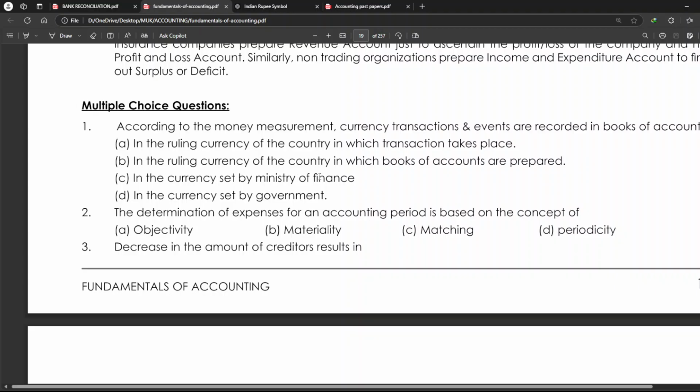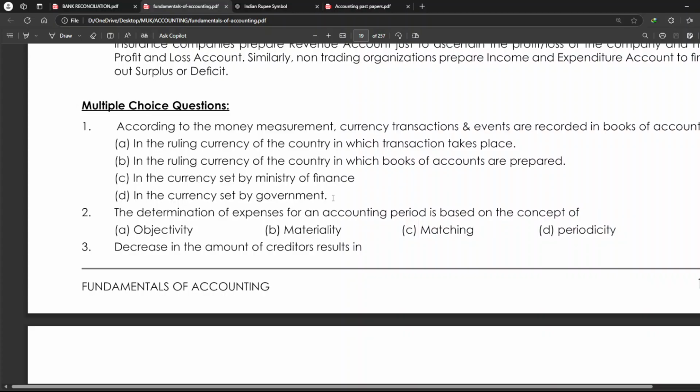First one says, according to the money measurement, current transactions and events are recorded in the books of: A, the ruling currency of the country in which transactions take place; B, the ruling currency of the country in which books of accounts are prepared; C, in the currency set by the Ministry of Finance; D, in the currency set by the government.